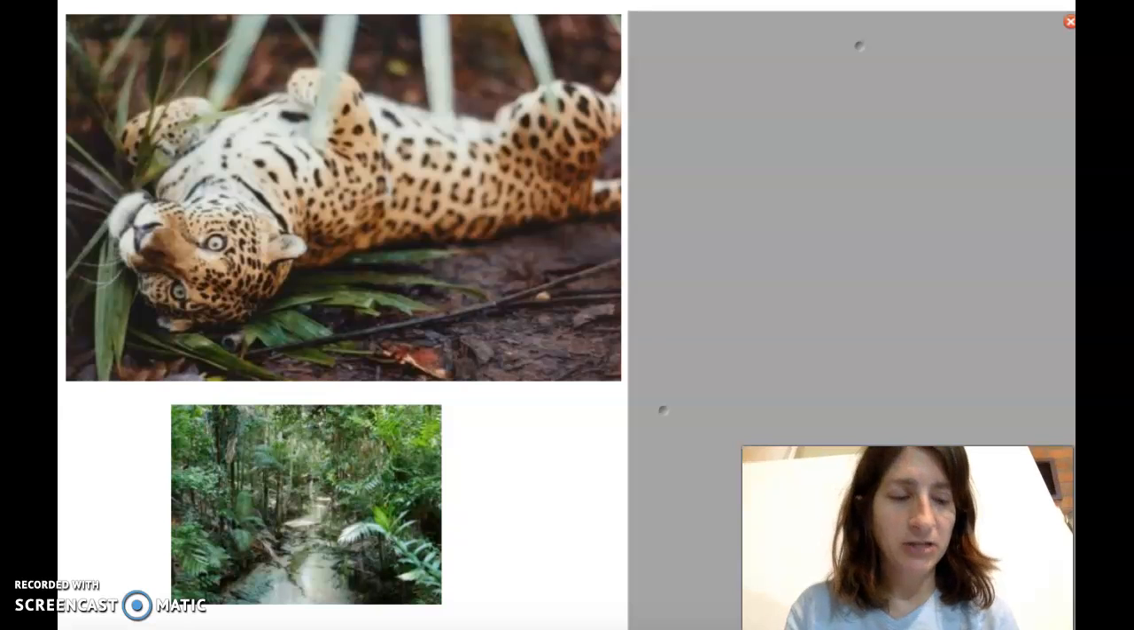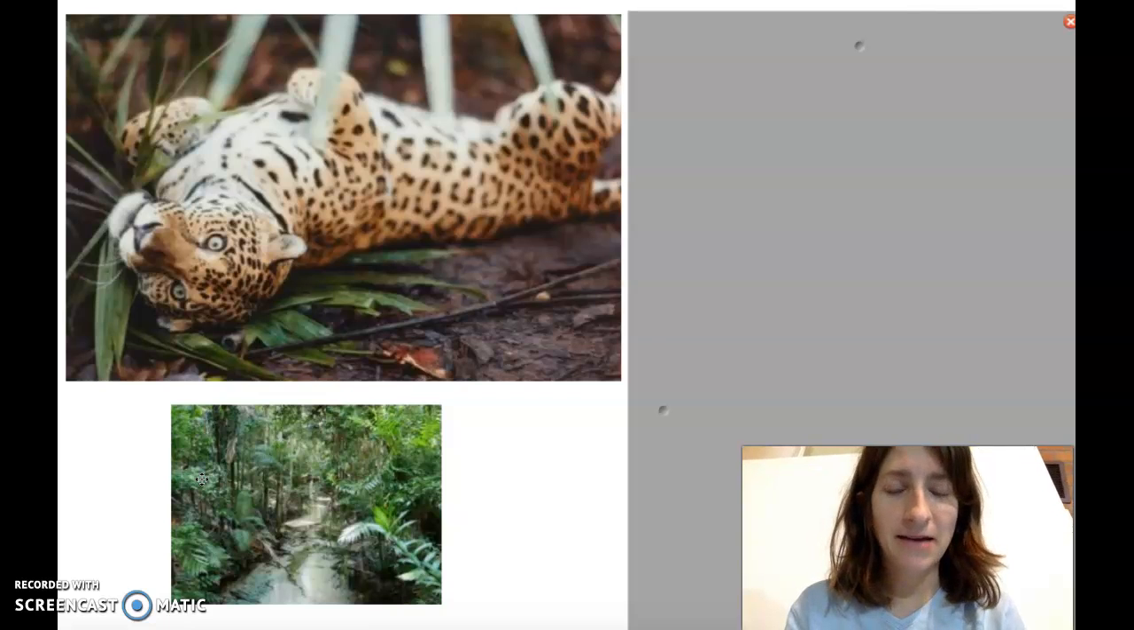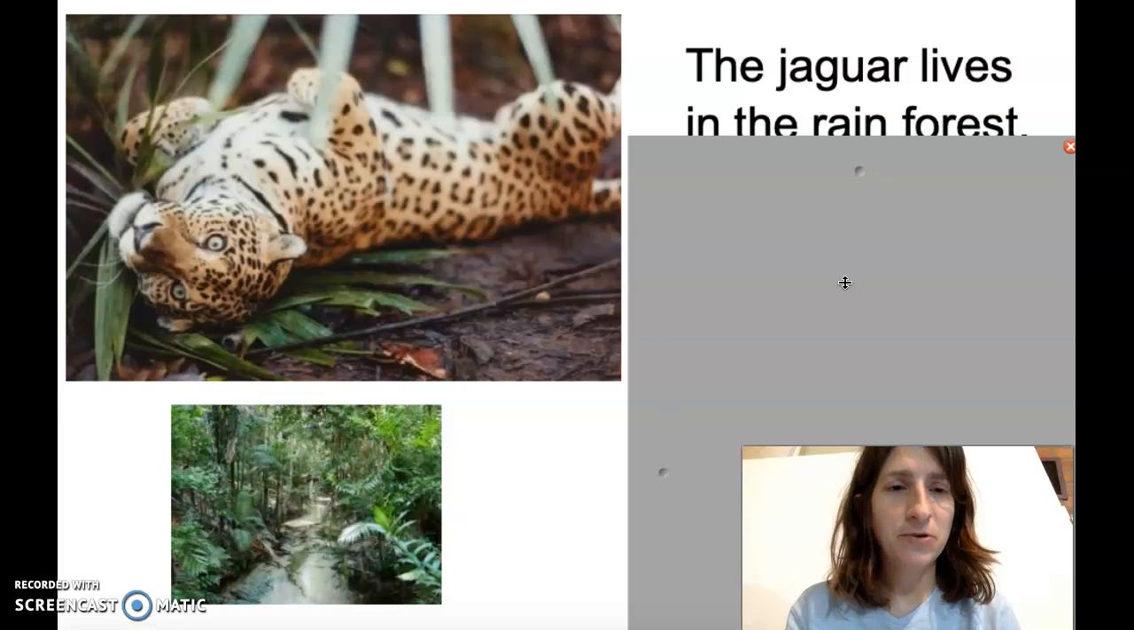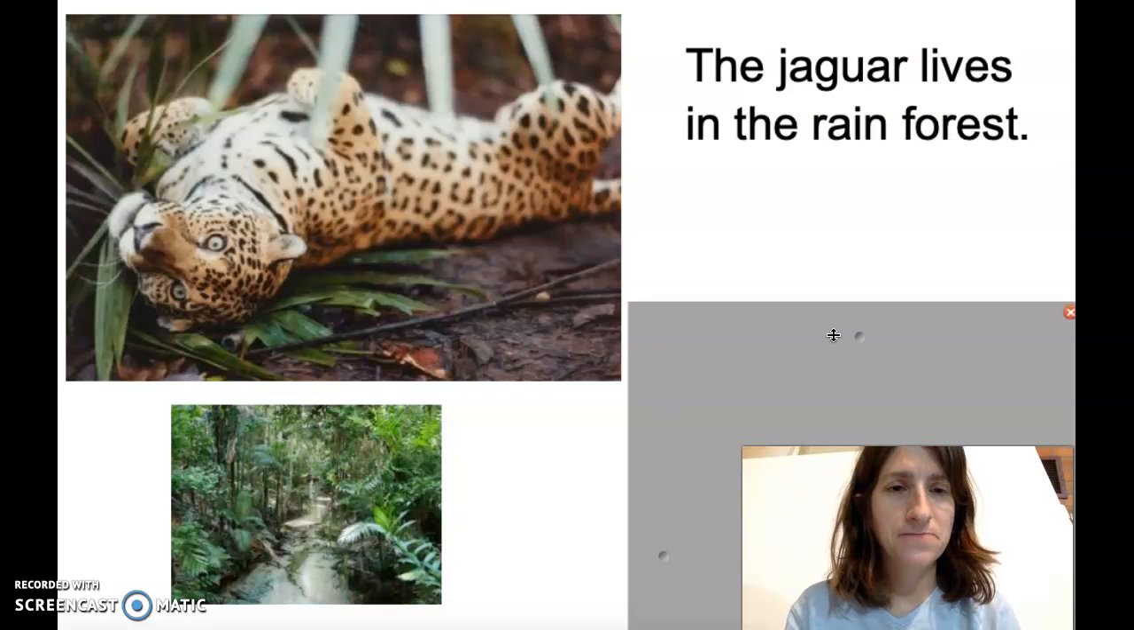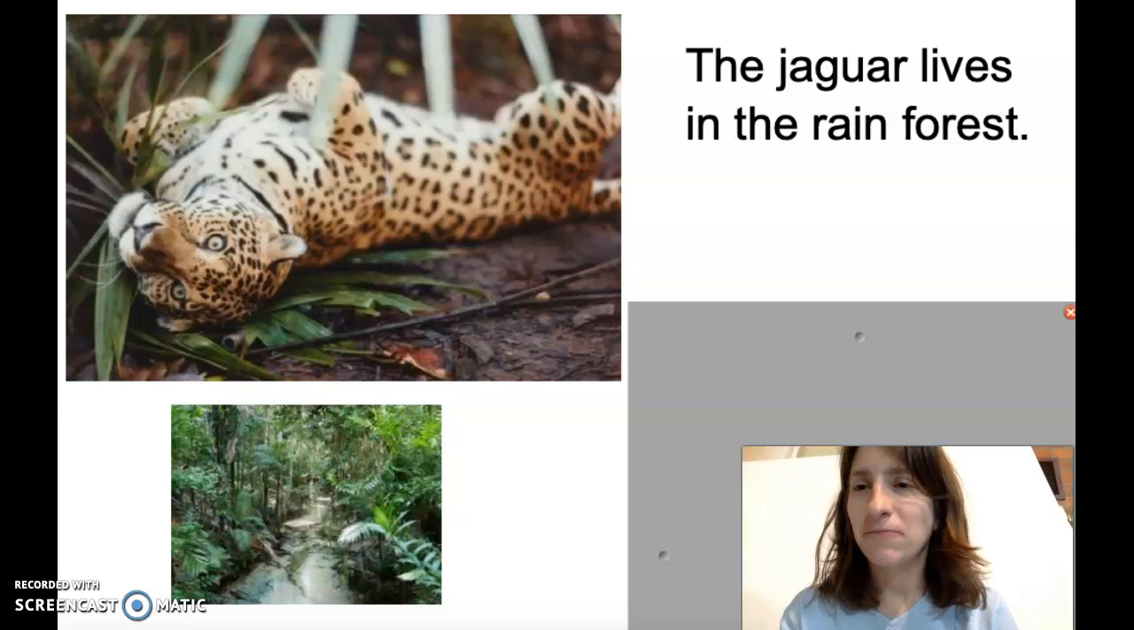Take a look at this picture. Do you know what animal this is? That's right, this is a jaguar. If you take a look at the bottom picture, it shows its habitat. That habitat is the rainforest. I can put the ideas together. The jaguar lives in the rainforest. We can even use where or when phrases to tell more about it. Let's go on to the next one.